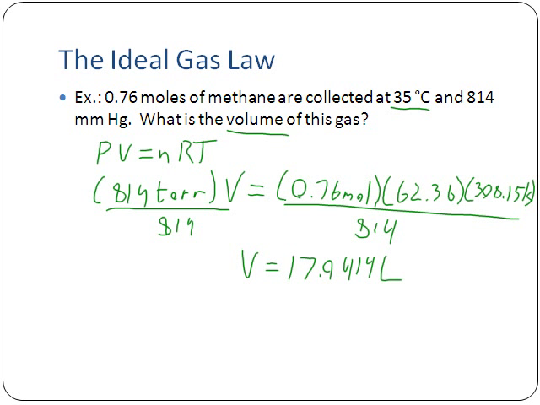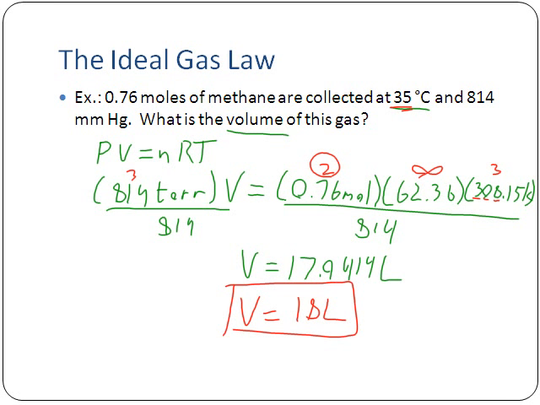Significant figure-wise, taking a look at that, what we see is that we have 814, 3 significant figures. We have 0.76, 2. 62.36 is basically a conversion factor. It's a constant. And we said for the purpose of this class, anytime we're given a conversion factor or a constant, it's going to be considered to have infinite significant figures. And 308.15, since we start off with 35 degrees C, it's rounded to the ones place, so it'll have three significant figures, 1, 2, 3, like that. And so our final answer is going to have two significant figures. So our final volume here is simply going to be 18 liters. And so that is how you use the ideal gas law.